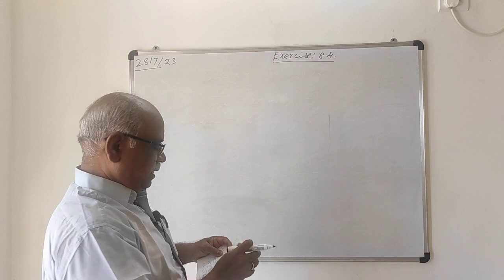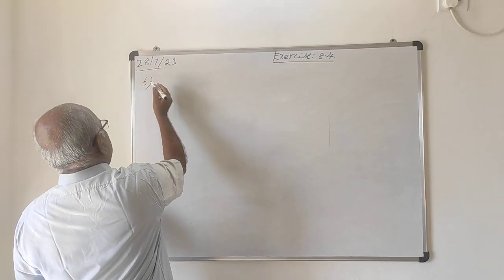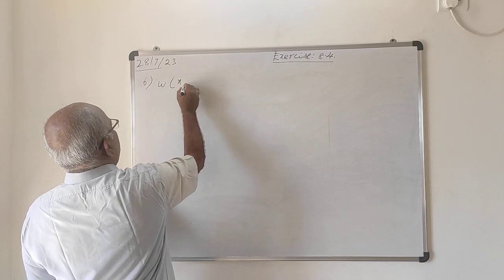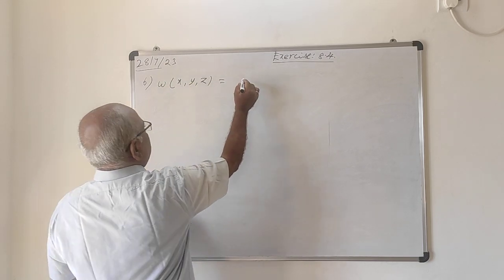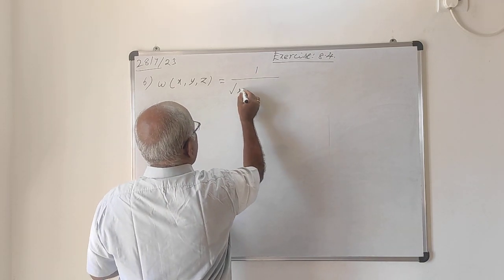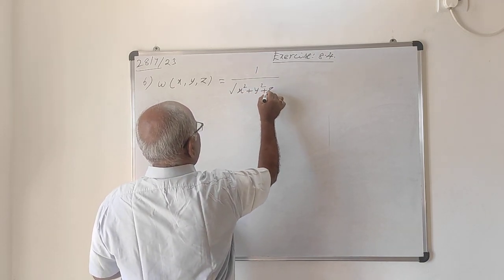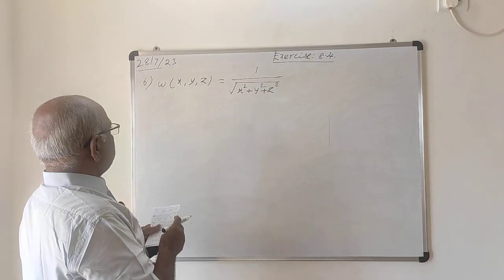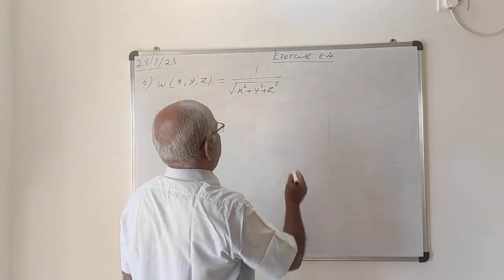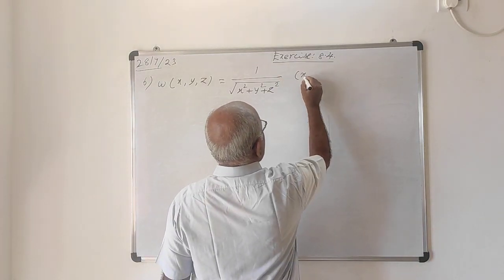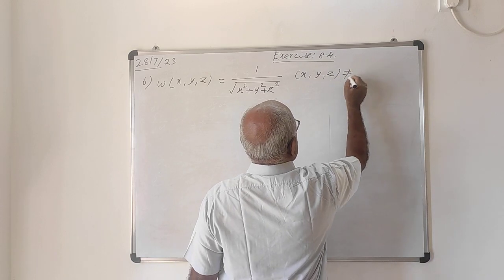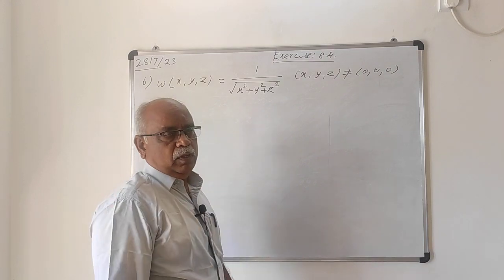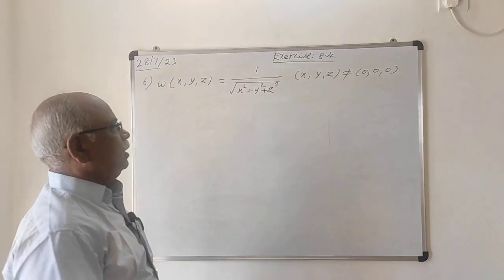In the exercise, there is a problem number 6. The problem is W of x, y, z equal to 1 by root of x square plus y square plus z square, where x, y, z are not equal to 0. They should not be 0. Then only the function exists.